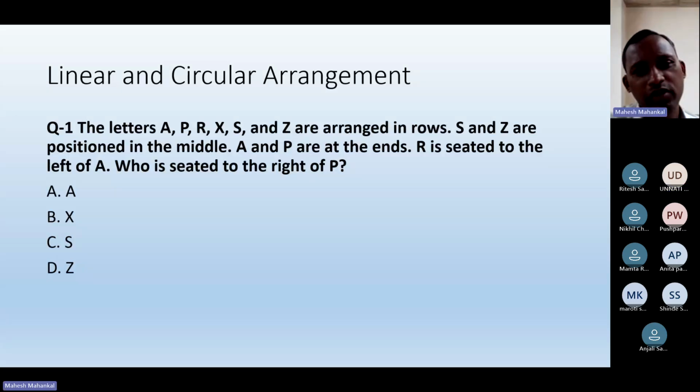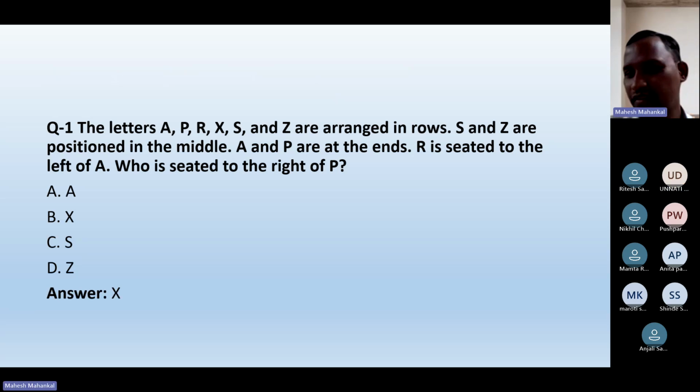I will give you a simple example: they may be sitting in a straight row, or they may ask you about a round table with 6 members or 8 members. Just an example. You have to try and draw according to what they have told you. As you said, A and P are sitting at the extreme ends, R is to the left of A, S and Z are in the middle. What is to the right of P? X. The answer is X. It's clear how to solve this type of question.